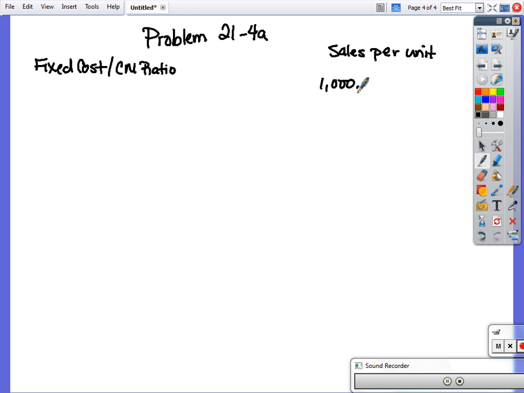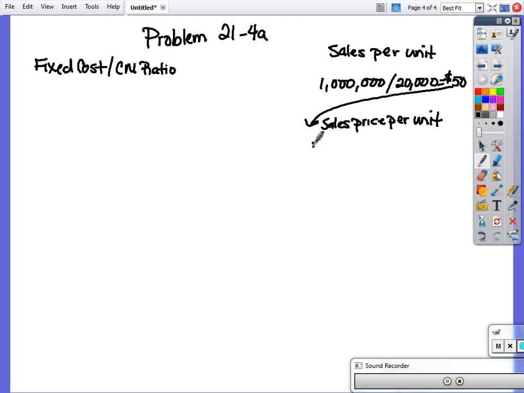And divide that into what? 20,000 units, which gives us what? Divided by 20,000, $50. Now this is what? That's the sales price per unit.